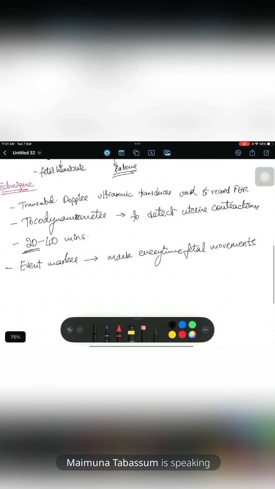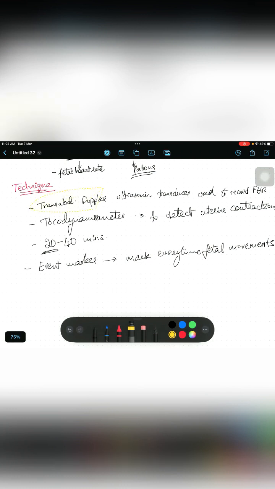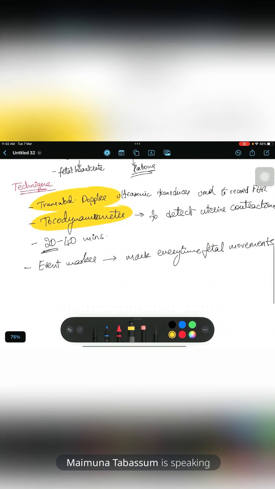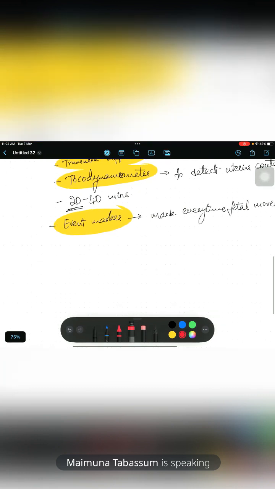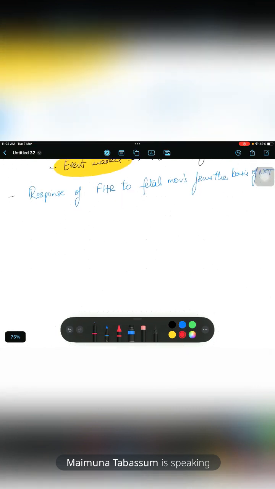So what are the instruments or the things you will be seeing? A transabdominal Doppler to monitor the fetal heart rate, a tokodynamometer to look for the uterine contractions, and an event marker, which you will be giving to the mother. So what is the principle? The principle is the response of the fetal heart rate to the fetal movements. It forms the basis of the NST.